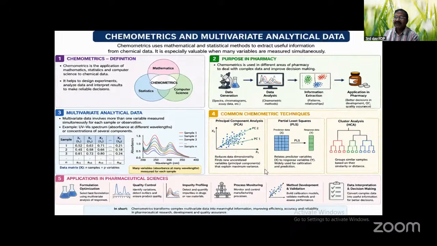What are the applications in pharmacy of chemometrics and multivariate analytical data? First one is formulation optimization.